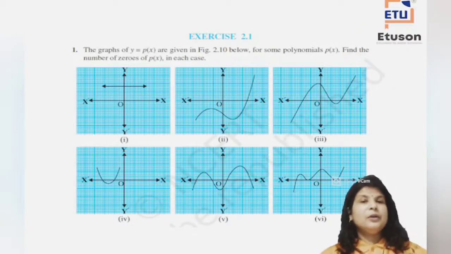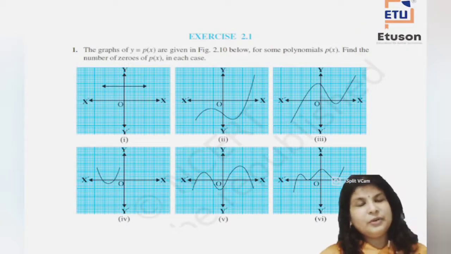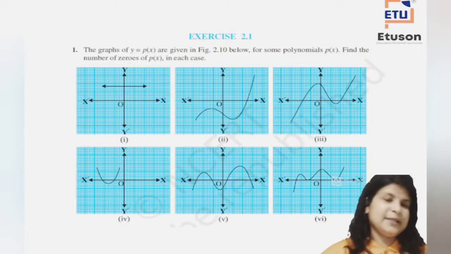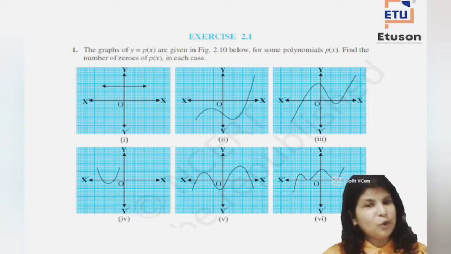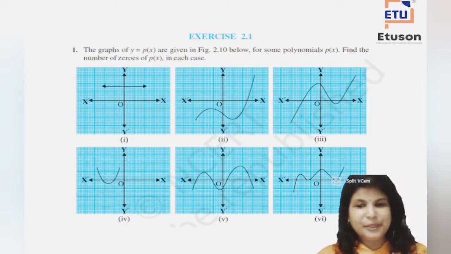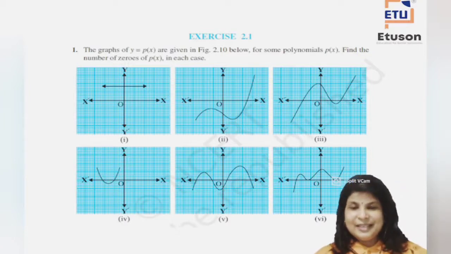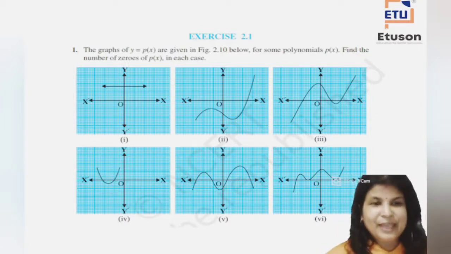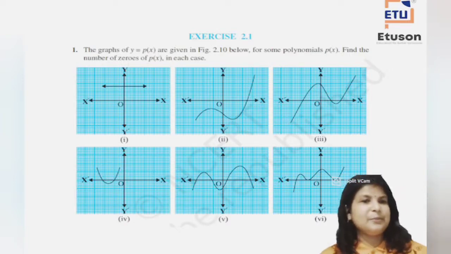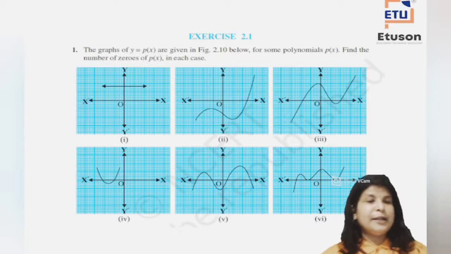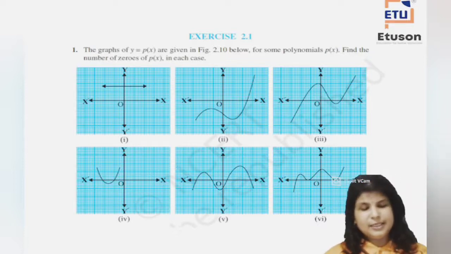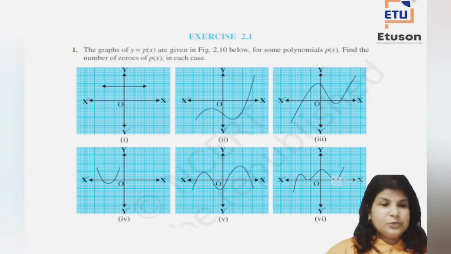So now, let us solve the problems of exercise 2.1. Because it is a very small exercise, I thought let me complete it in this session only. As you can see, it is very simple. The graph of y equal to p(x) is given in figure 2.10 below. For some polynomial p(x), find the number of zeros of p(x) in each case. Can you do that?